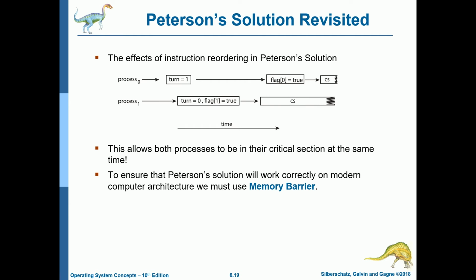Let's consider what happens if the first two statements that appear in the entry section of the Peterson solution are reordered. It is possible that both threads may be active in their critical section at the same time. The only way that we can preserve mutual exclusion is by using proper synchronization tools.